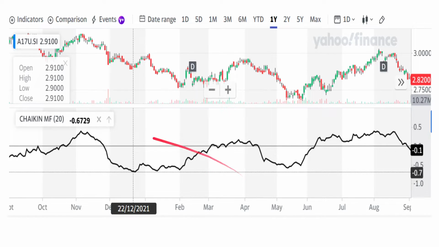If you look at the CMF, the Chaikin money flow, it's even more clear, right? So right from the end of 2021, you can see there's a massive sell-off.